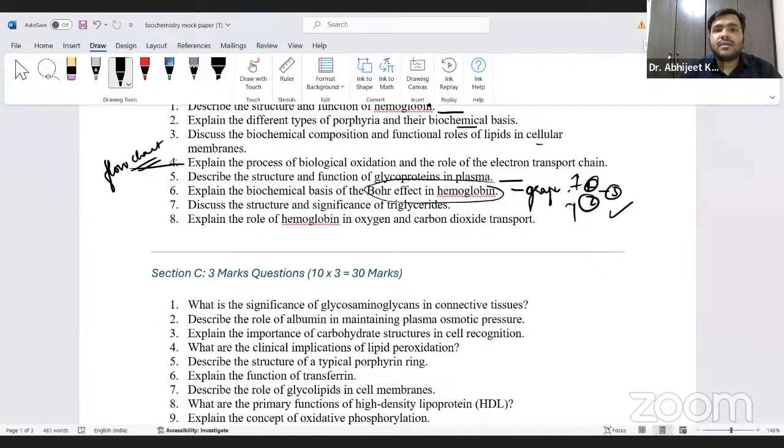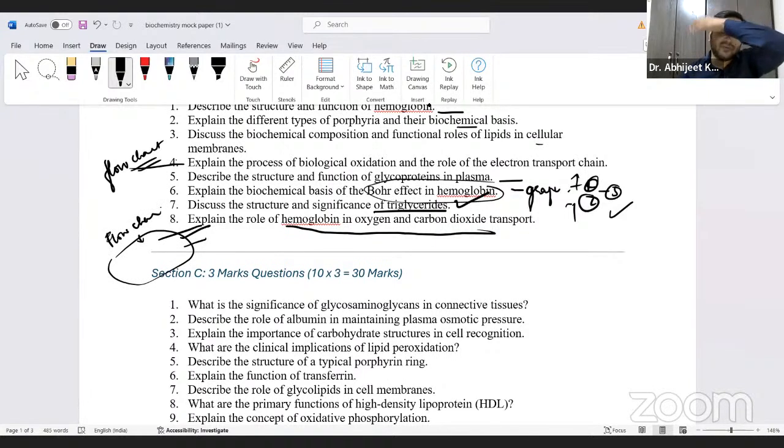Apart from that, structure and significance of triglycerides done. Role of hemoglobin in oxygen and carbon dioxide transport. I have already told you, first try to draw a flow chart over here, right? And then try to explain how the oxygen knows it's coming from the blood to the peripheral tissues, and how it is rotating. So you just have to draw a schematic diagram, just a line diagram, that is very important over here.